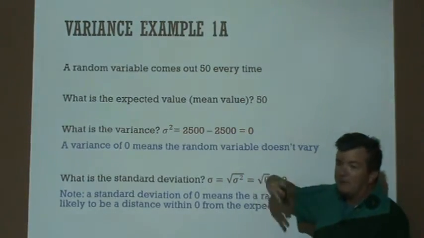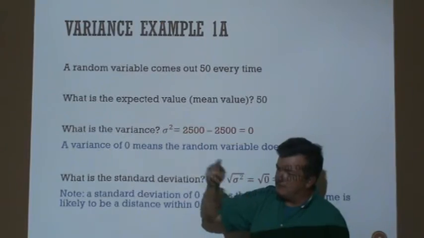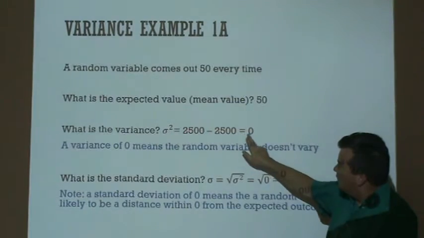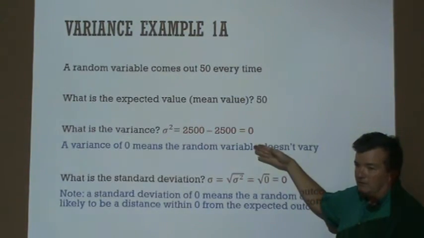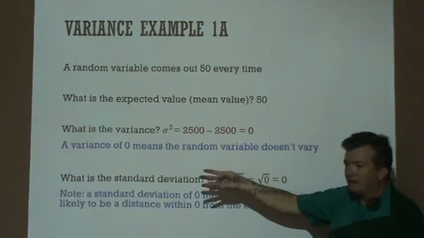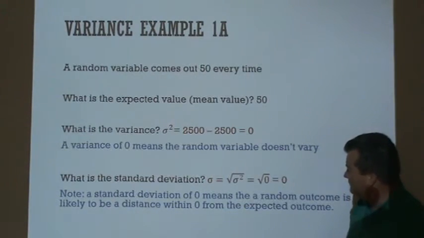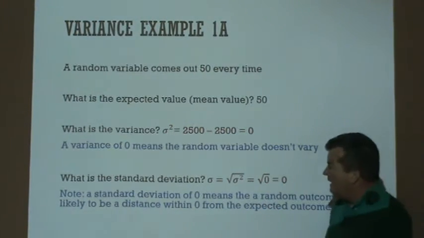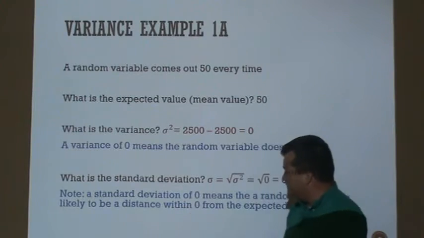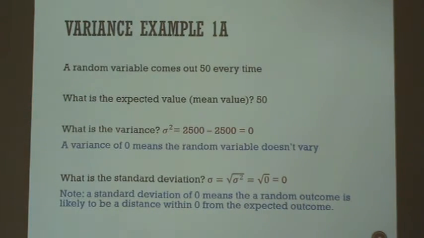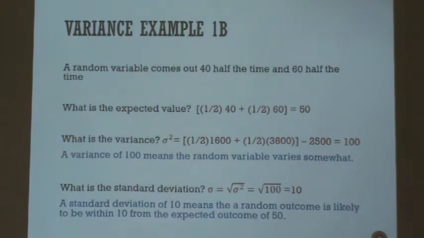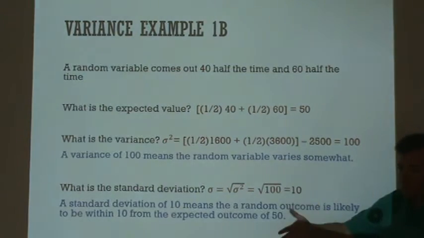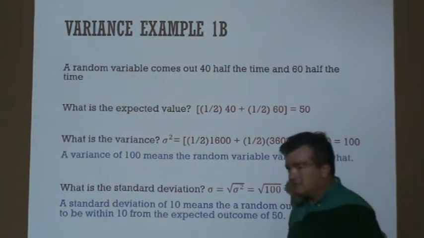We said the variance will always be a non-negative number because you take the expected distance from the average and square it. So it gets rid of the negative sign. So 0 means this thing will not vary at all. Every event that comes out will be exactly equal to the expected value in every case. So standard deviation of 0 means that the random variable is likely to be within a distance of 0 from the expected outcome. So now suppose we had a random variable that half the time comes out 40 and half the time it comes out 60.